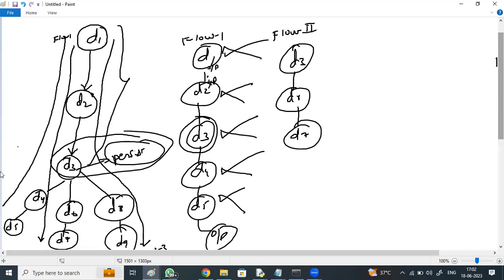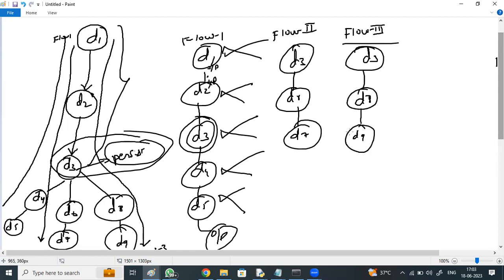In flow 3 also the same. We can start directly from D3, as it is available in the RAM, to give output to the next steps, D8 and D9.